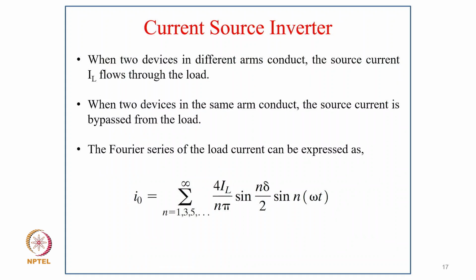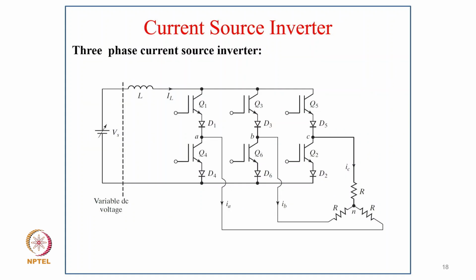So now coming to when the two devices in different arm conduct, the current source IL flows through the load. When two devices in the same arm conduct, the source current bypasses the load, and the Fourier series gives the pulse kind of current in the load. The Fourier series, and you can control the RMS current and fundamental current in the load. So the Fourier series of load current can be expressed as I0 equal to sum over n = 1, 3, 5 to infinity of 4 IL upon n pi sin(n delta upon 2) and sin(n omega t).